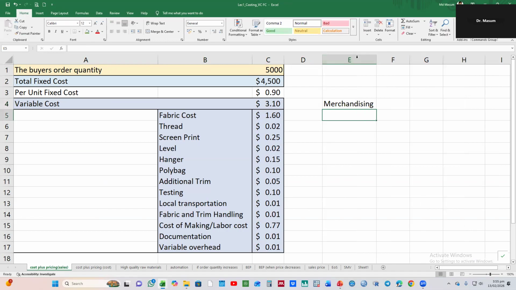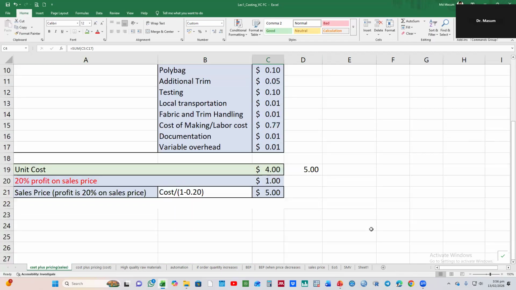Ultimately he is the production merchandiser, dealing with production and coordinating with the production manager. Here the buyer has requested 5,000 units, and your fixed cost in your factory is $4,500. Your variable costs are fabric, thread, screen print, label, hanger, polybag, additional trim, testing, local transportation, fabric and trim handling, cost of making, labor charge, documentation charge, and variable overhead. So the total variable cost is $3.10.